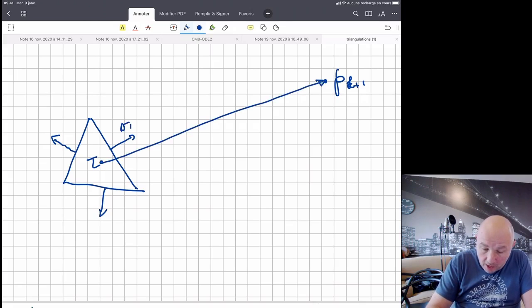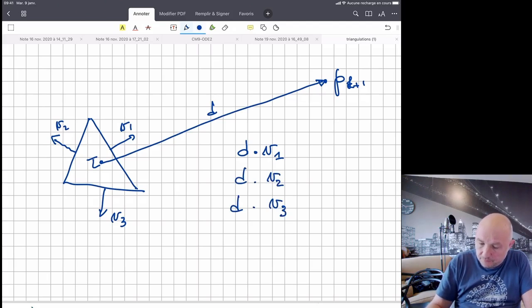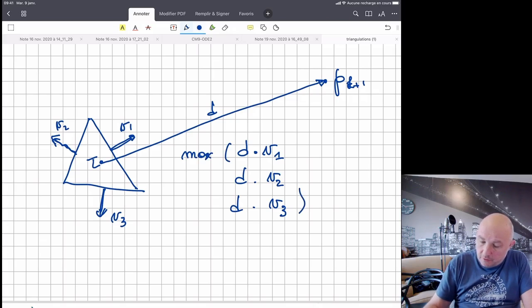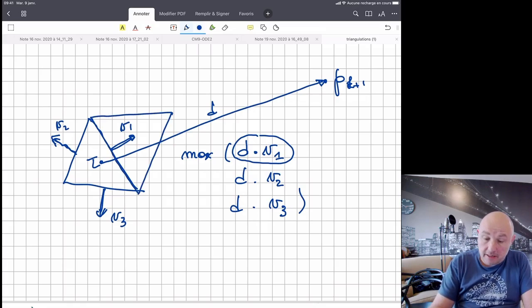And this is, let's say, v1, v2, and v3, and this is d. You take d dot v1, d dot v2, and d dot v3. v1, v2, and v3, of course, are unit vectors, and they are orthogonal to the three edges. And they point outside, of course. And you take the max of these three dot products. This max corresponds to here v1. So you know you should go in that direction. And so you have a new triangle here. Then you do it again.